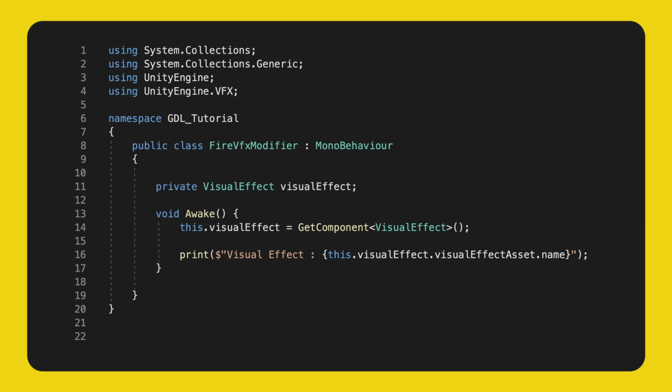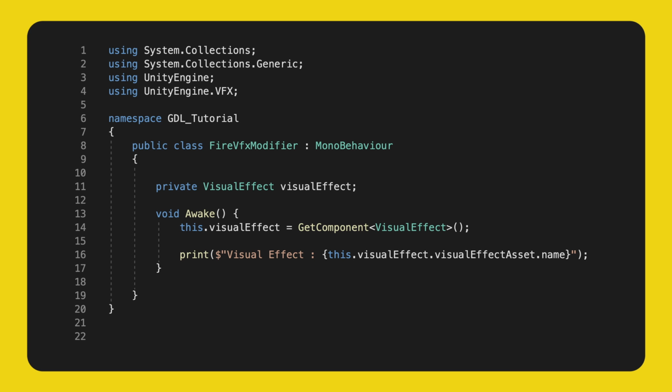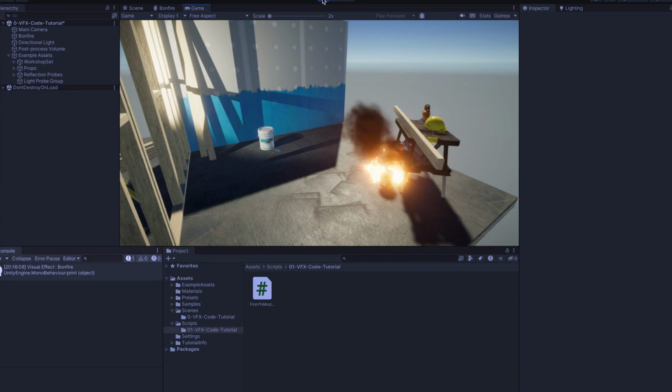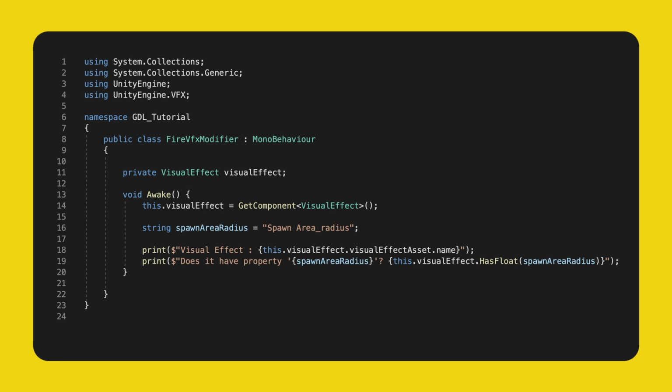By the way, print is the same as Debug.Log. It's basically the lazy shortcut. If I run this now, we'll see that the name of the effect will be printed. Simple stuff. Now, accessing any parameter of the visual effect is a bit similar to the animator in a sense that we have to match the string exactly.